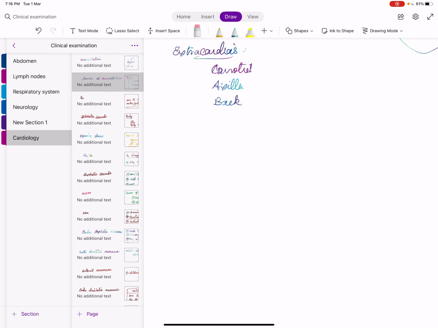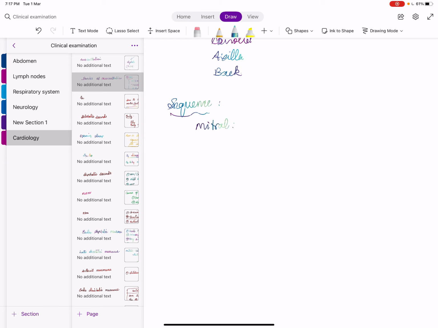So, the sequence: S1 is due to closure of the mitral and tricuspid valve. Click is due to opening of the aortic and pulmonary valve. S2 is due to closure of the aortic and pulmonary valve. S3 is due to the rapid filling phase. S4 is due to the atrial contraction, which contributes to the second rapid filling.